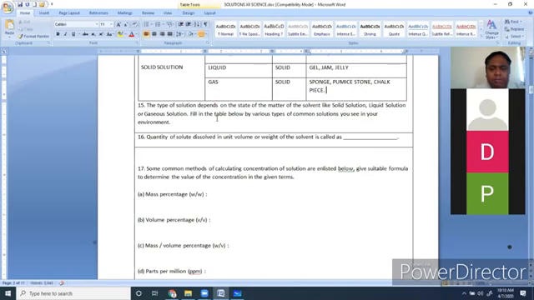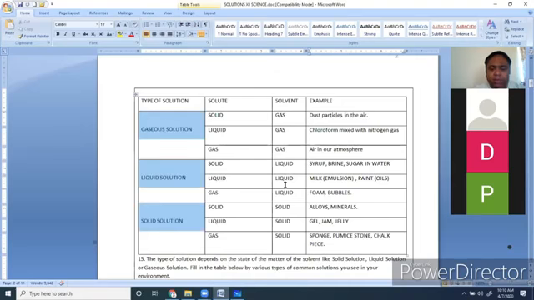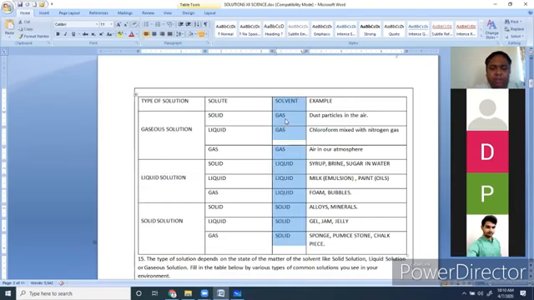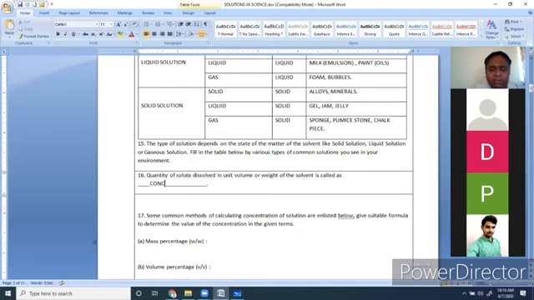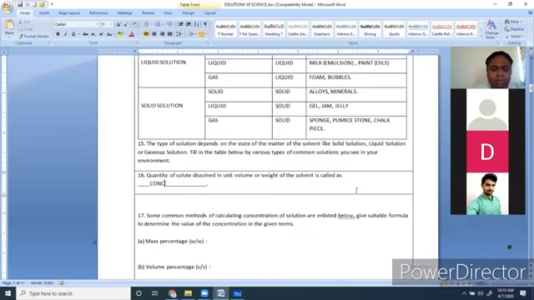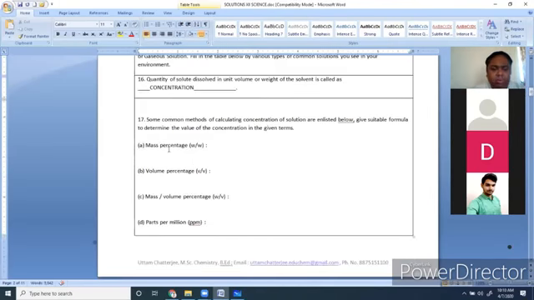The type of solution depends upon the state of matter of the solvent and solute. Based on the state of matter of the solvent, we say the type of solution. Solutions can be solid, liquid or gaseous. The quantity of solute dissolved in unit volume of the solvent is called its concentration. This you all know: mass percentage, volume percentage, mass by volume, ppm.